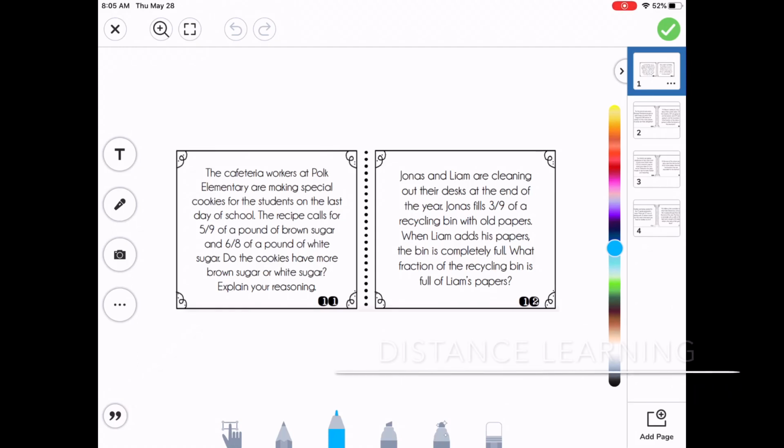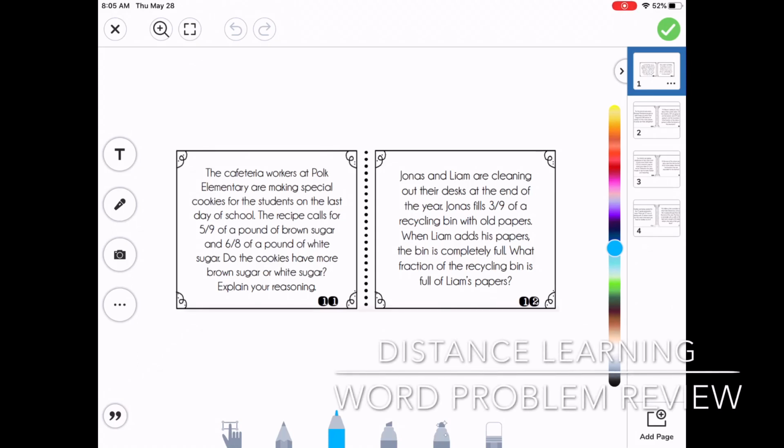Good morning, fourth graders. Today in math, we're going to be reviewing word problems and fractions. All of this should be review, but I will go over the first problem with you just to give you an example of what your answer should look like. Then you can pause the video and try the rest on your own.